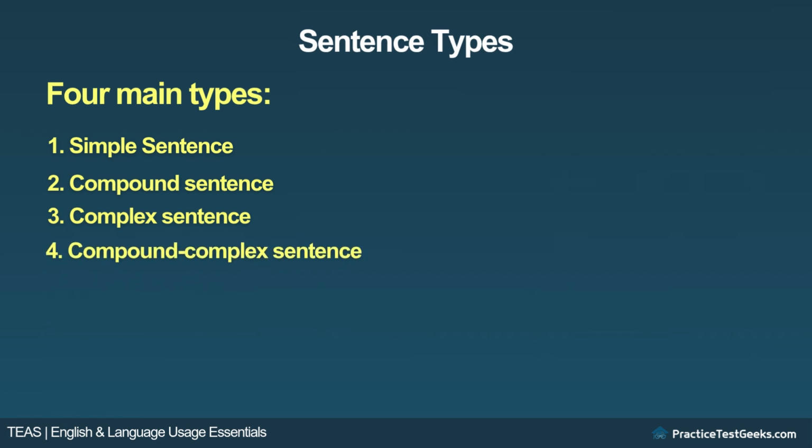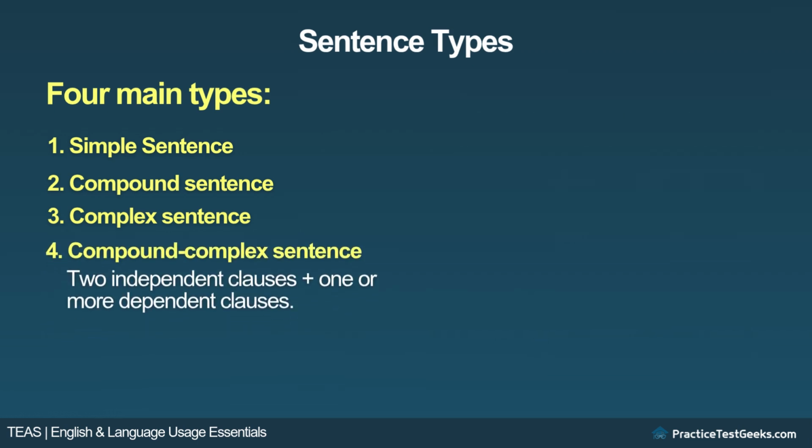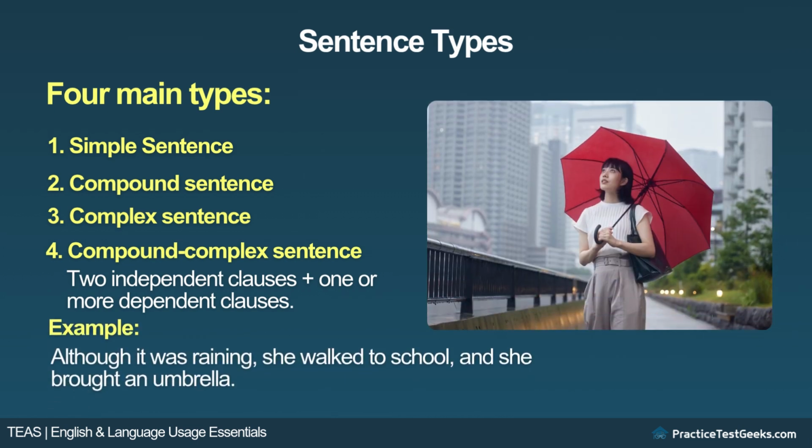4. Compound complex sentence. 2 independent clauses and at least 1 dependent clause. Although it was raining, she walked to school, and she brought an umbrella. This sentence has a dependent clause and 2 ideas that could stand alone, all connected properly.